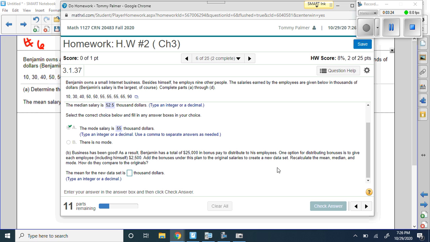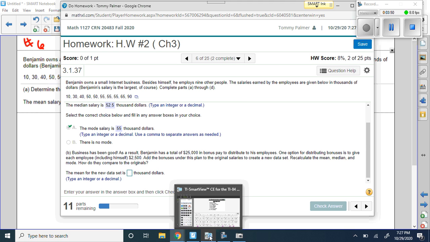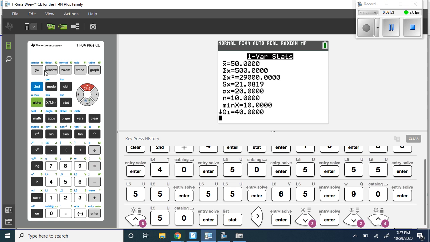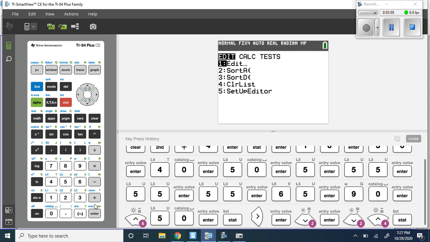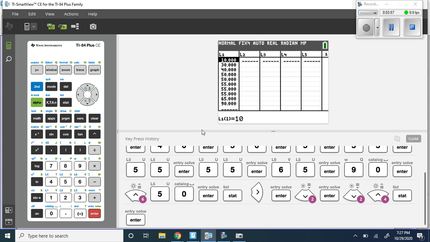Part B, business has been good. As a result, Benjamin has a total of $25,000 in bonus pay to distribute to his employees. One option for distributing bonuses is to give each employee, including himself, $2,500 additional, right? Add these bonuses under this plan to the original and create a new data set. Calculate the mean, the median, the mode, and how do they compare to the originals. So what we're going to do is go back over here. We're going to go back to our list, and we're going to add 2,500, which is 2.5, right?